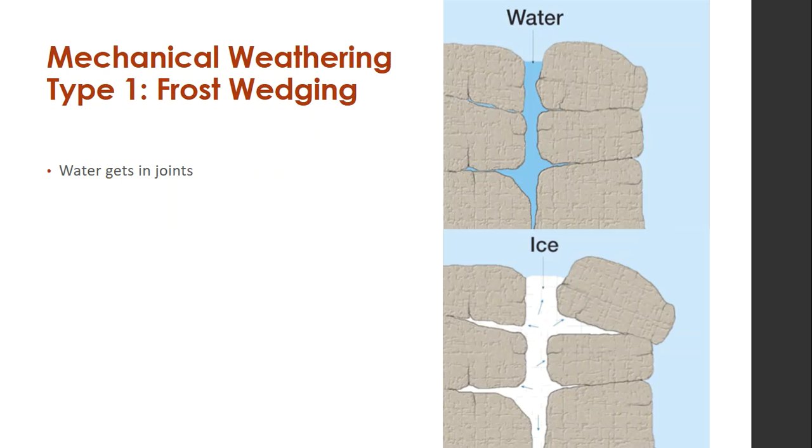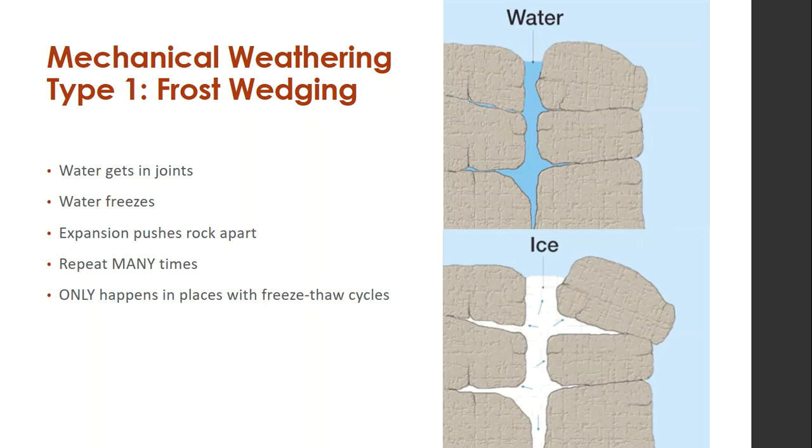But basically you have water that gets in the joints, which you can see at the top there. That water freezes, and then the expansion that happens when that water freezes pushes that rock apart. And this is repeated many, many times over. So water will continually get into the joints, freeze, push apart, thaw. Water will get back in, freeze, push apart, and thaw. And again, it only happens in places with freeze-thaw cycles.